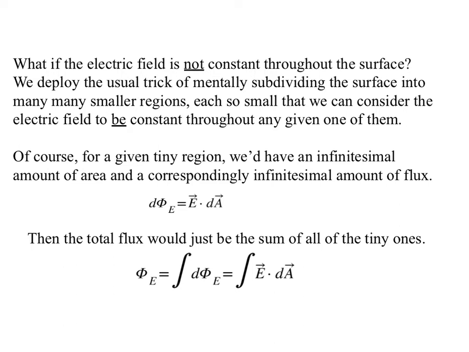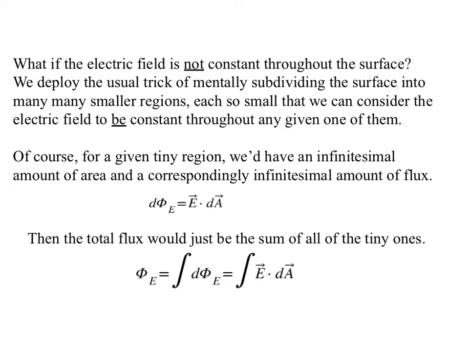Well, then we deploy our usual trick of mentally subdividing the surface into many, many, many smaller regions, each of them so small that we consider the electric field to be constant throughout any given one of them. Of course, for a given tiny region, we'd have an infinitesimal amount of area, so we'd have a correspondingly infinitesimal amount of flux. So in this case, we would write this as d phi sub E. The infinitesimal amount of flux is the electric field through some area dotted into the infinitesimal tiny little area.